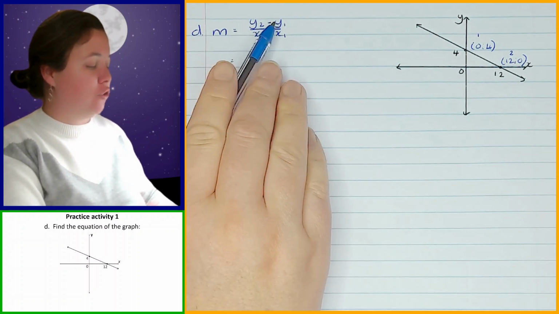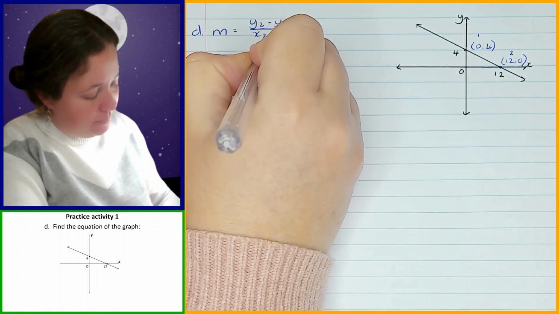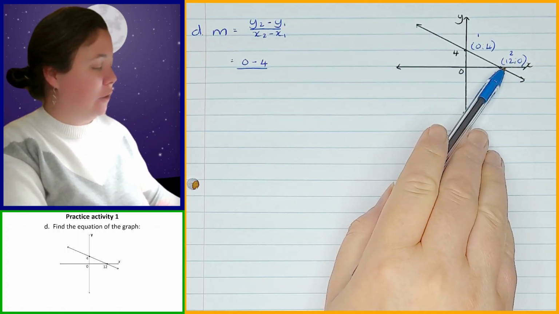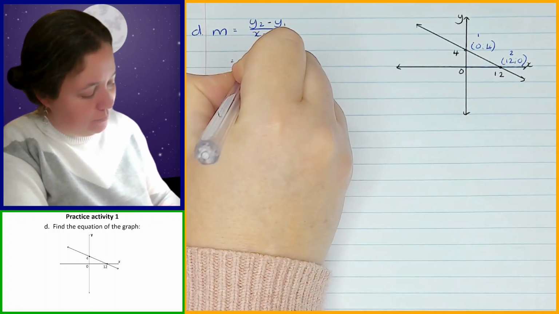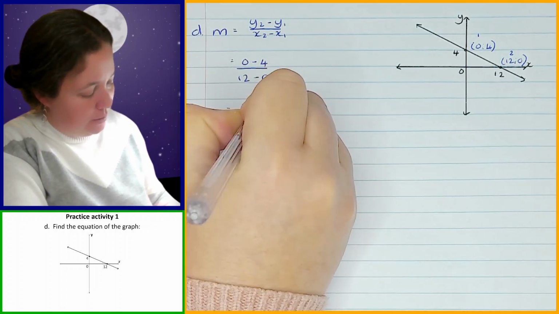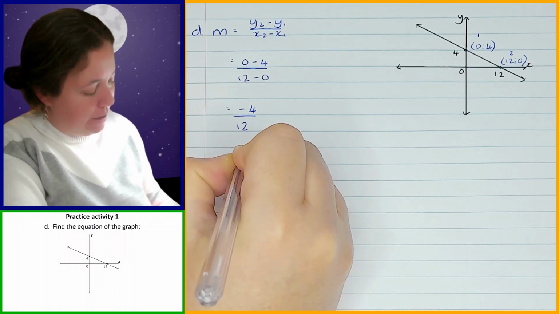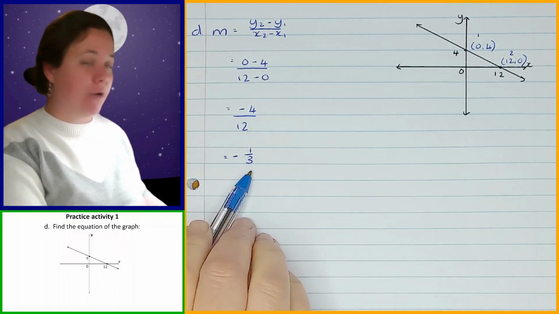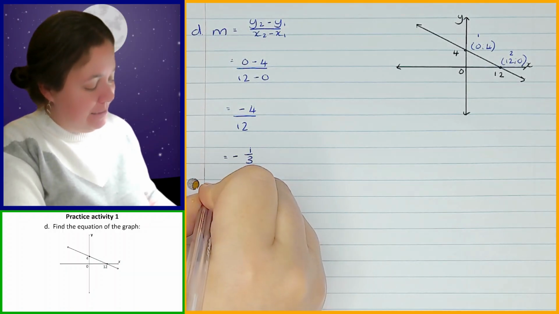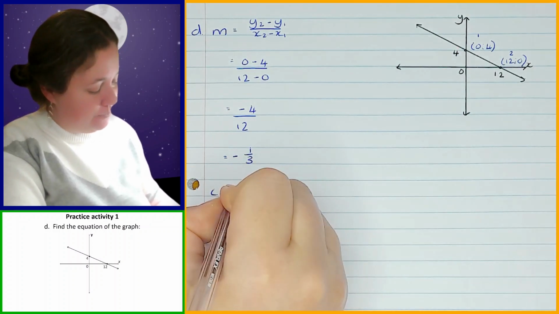So I've got y2 minus y1, which is 0 minus 4, over x2 minus x1, which is 12 minus 0. That gives me negative 4 divided by 12, which is negative 1/3. So my gradient for this graph is negative 1/3, and my c value is the y-intercept, which is 4.